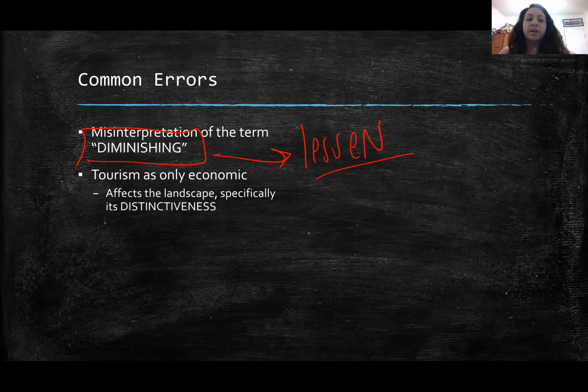The other common error that was found is that a lot of times people only saw tourism as economic. Tourism isn't just economic. Yeah, you make money off of it, but it also affects the landscape, specifically its distinctiveness. Specifically how unique it is. Because as unique as the valley is, not everybody knows Spanish, right? So you're going to have some items that are going to feed into people's common traits or common likes universally, which is not distinct. So keep that in mind.